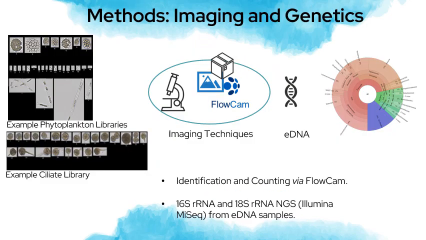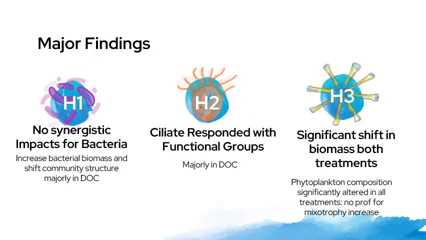In order to enumerate and identify bacteria, ciliates, and phytoplankton, we combined imaging techniques with eDNA. For the imaging techniques, we use microscopy and flowchem, and for eDNA, we use 16S and 18S rRNA next generation sequencing.